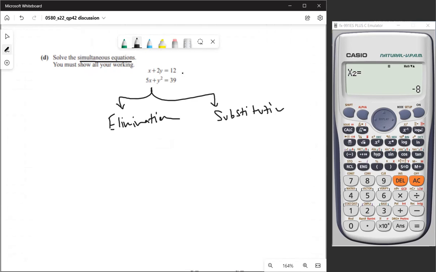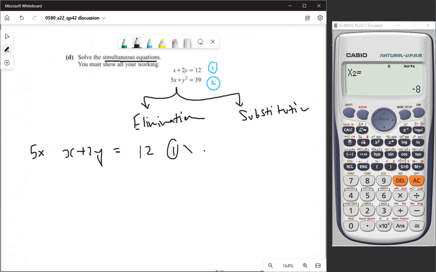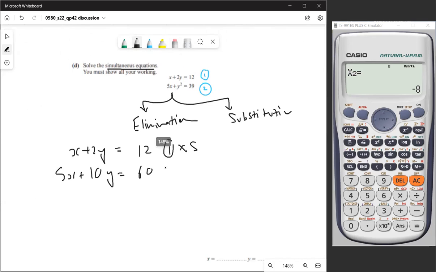So I have two equations. Let's write them down here, equations 1 and 2. Now my first equation, x plus 2y equals 12, I'm going to multiply the whole thing by 5. So I'm multiplying the first equation, which we had here, by 5. So I'll get 5x plus 10y equals 60. Let's call that the third equation now.